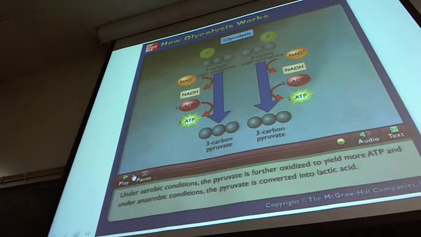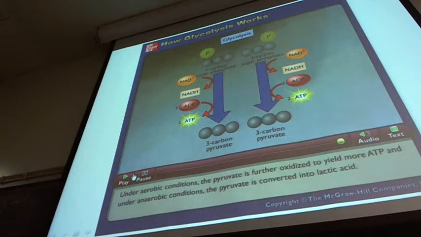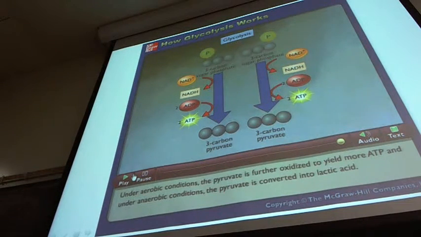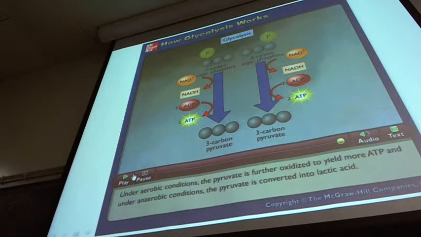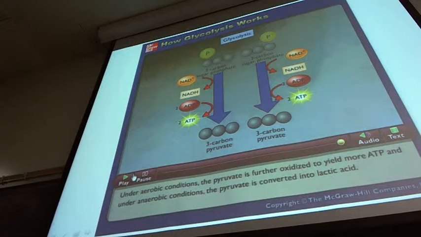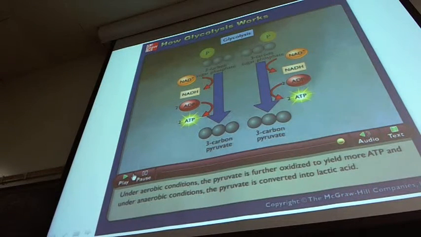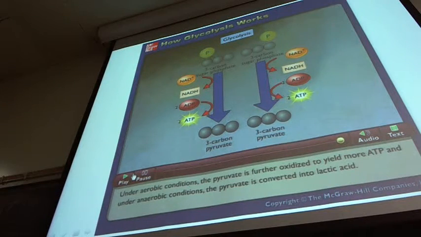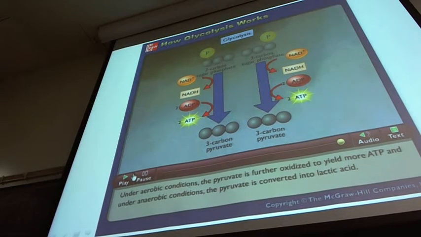Okay, so this is stuff that we went through. Pyruvate. You add the 2 hydrogens back, you end up with lactic acid. If it stays in an anaerobic condition where you don't have oxygen at the end to accept those hydrogens and form water, it stays there and forms lactic acid that builds up in the muscle.